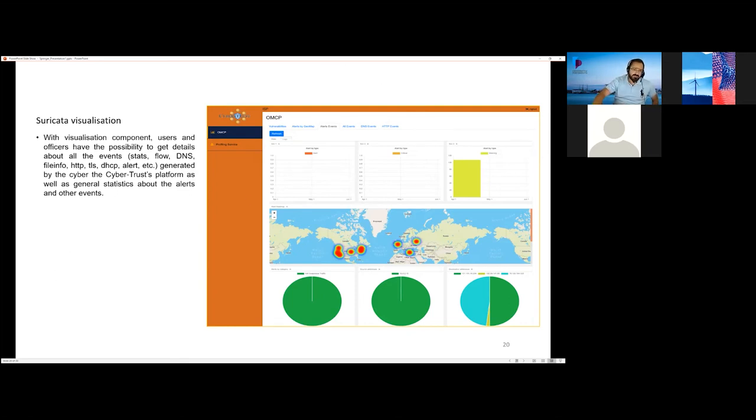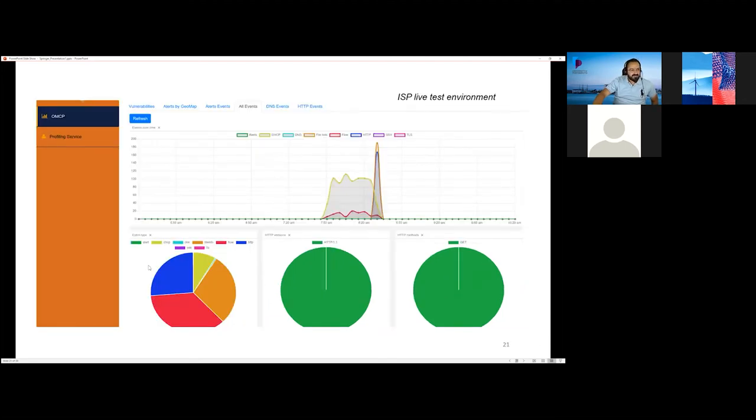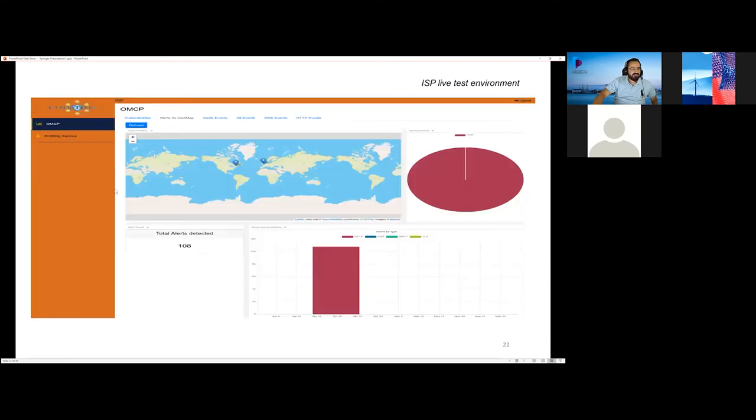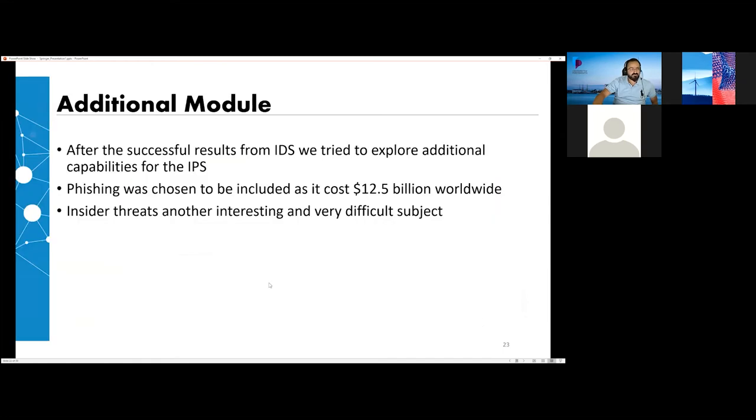We also had a nice graphical interface in which you could see the attacks. As you can see, my data sets were from the US and the UK, so that's the reason you see this heat map coming from the US. And you can see nice statistics showing which attacks, SSH, the requests. This is where the spikes are when we fire the attacks. Here was the traffic, the flow, and it was reporting all of these things nicely. So that was part of the Cybertrust.